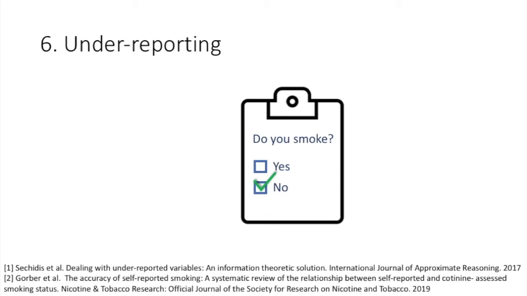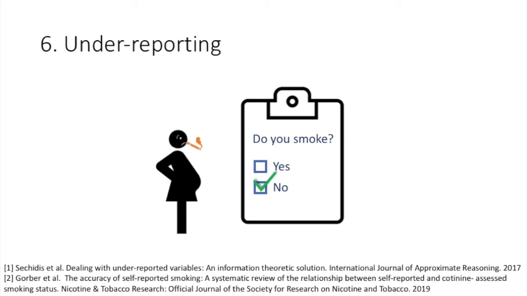Source number 6, underreporting. In surveys, underreporting occurs when participants are likely to give false negative responses. This typically occurs for issues that have social stigma, such as maternal smoking. So take for example this lady. She's pregnant and she was meaning to give up smoking, but she couldn't. So if she is then asked in a survey if she smokes or not, she's very likely to lie just because she feels guilty.